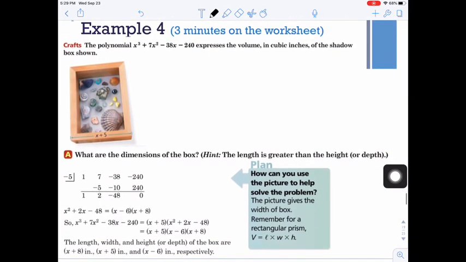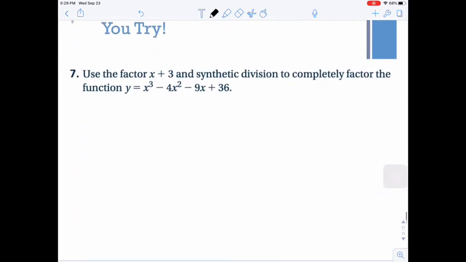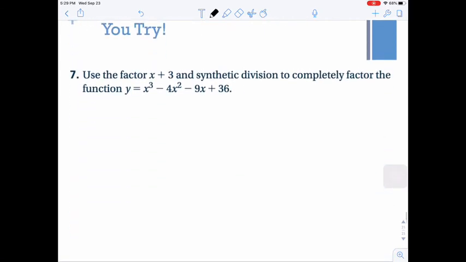I do have the work written out for both part A and part B on the computer slides, and then I would like you to try to use the factor x plus 3 in synthetic division to completely factor the function y equals x cubed minus 4x squared minus 9x plus 36.